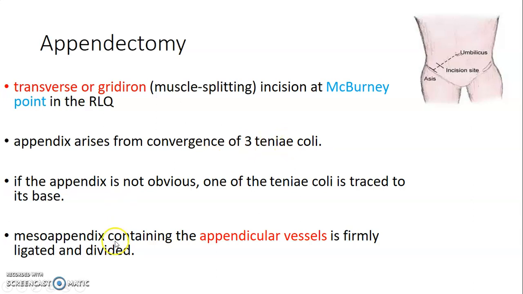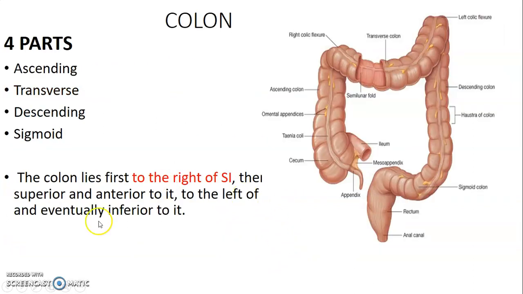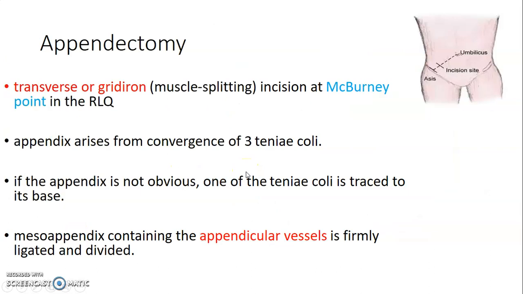Then look for the mesoappendix during surgery and firmly ligate the appendicular vessels because the appendicular vessels are in the mesoappendix. So thank you very much. In the next lecture, we will discuss the colon. So that's basically about the cecum and the appendix and the clinical aspect about the appendix. Thank you.